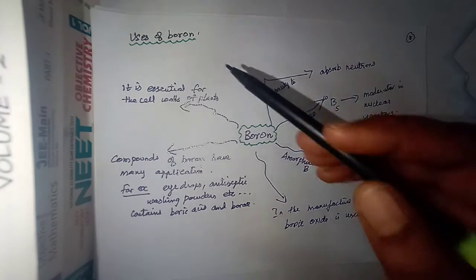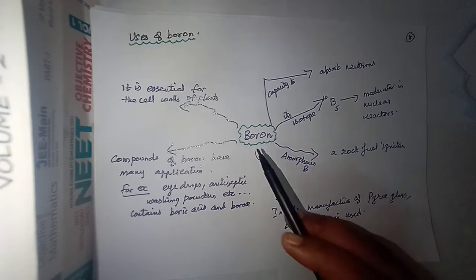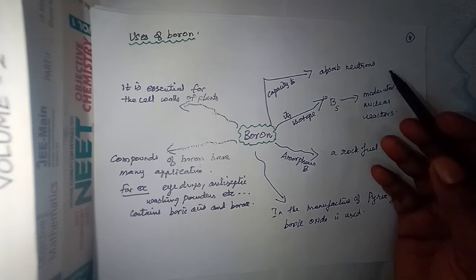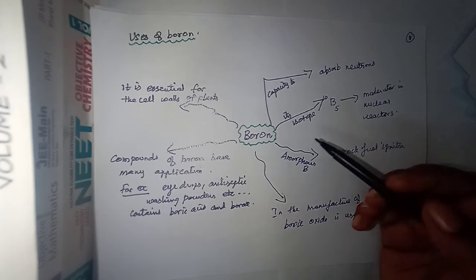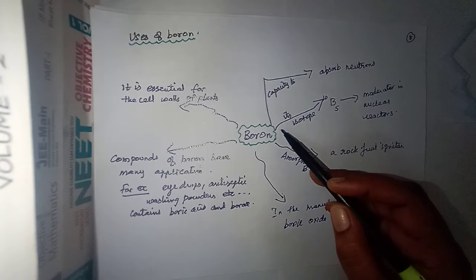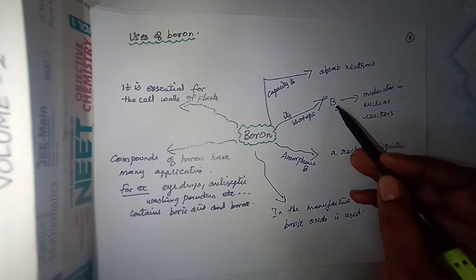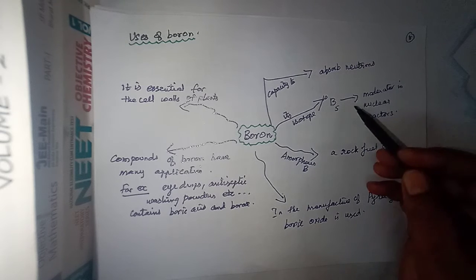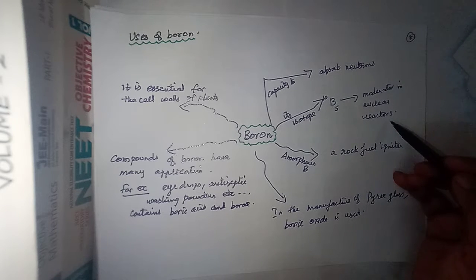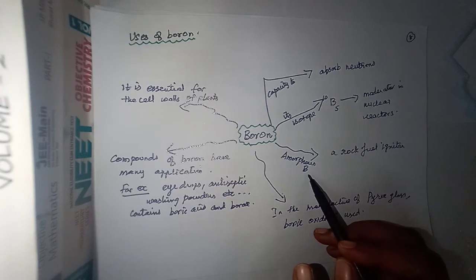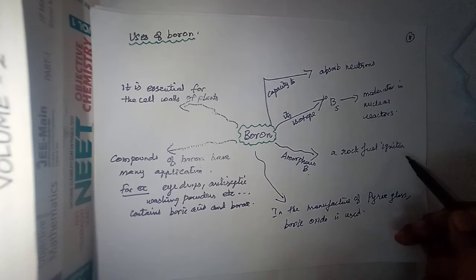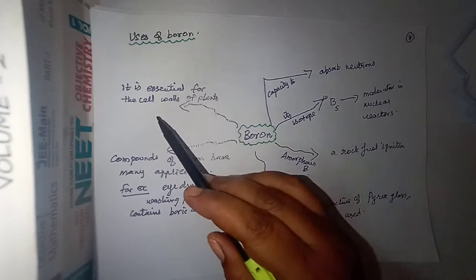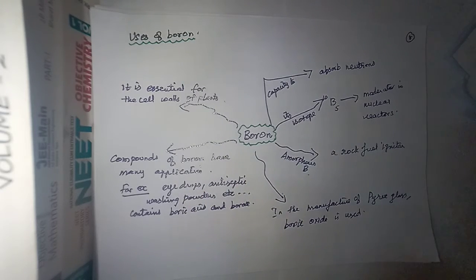Now see the uses of boron. Boron has the capacity to absorb neutrons. The isotope of boron, boron-10, is used as a moderator in nuclear reactors. Amorphous boron is used as a rocket fuel igniter. Boron is essential for the cell wall of plants.